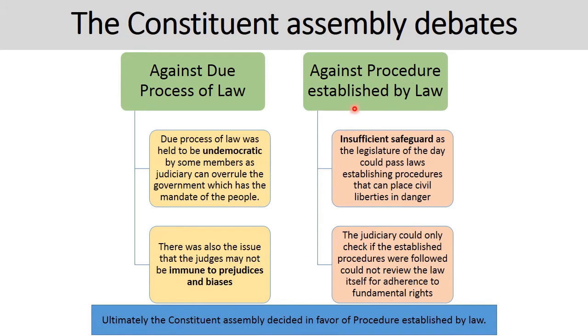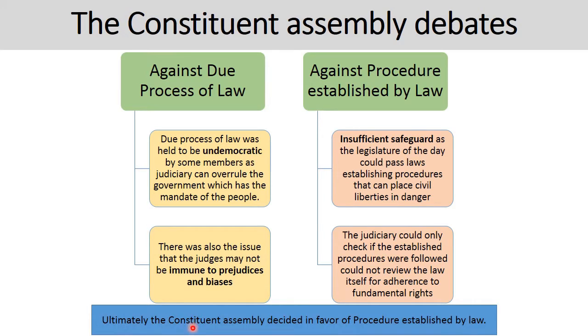Now, the argument against procedure established by law was that it will lead to insufficient safeguards, as the legislature of the day, that is the government, can pass any law which can restrain civil liberties given to the people, civil liberties which are given to people even in the constitution. And the judiciary could only check if the executive followed the correct procedure under the law, without reviewing whether these laws are constitutional or not. Article 13 did provide some protection, but that protection wouldn't have been enough.